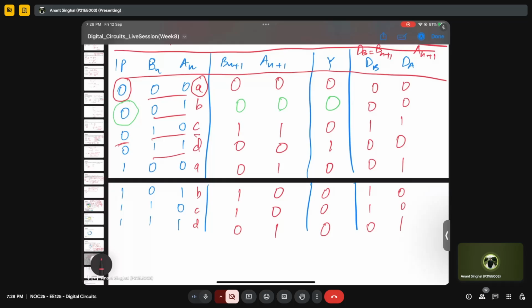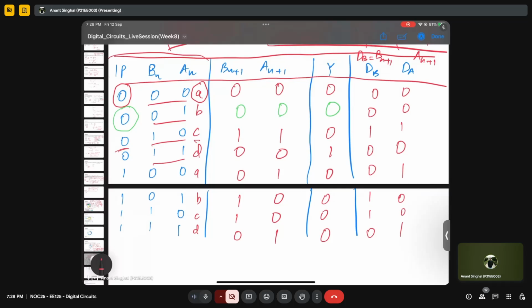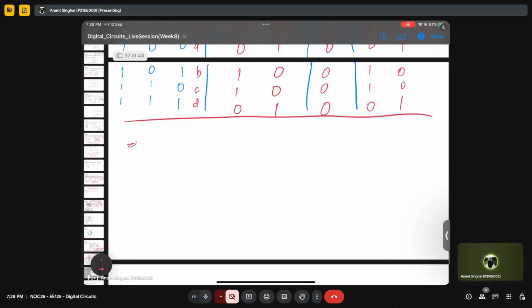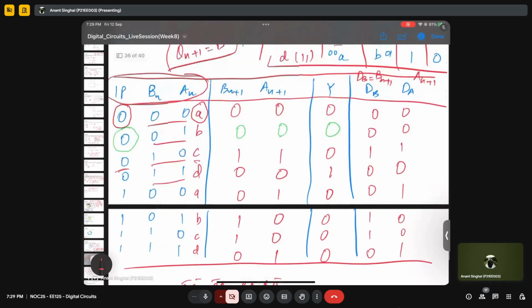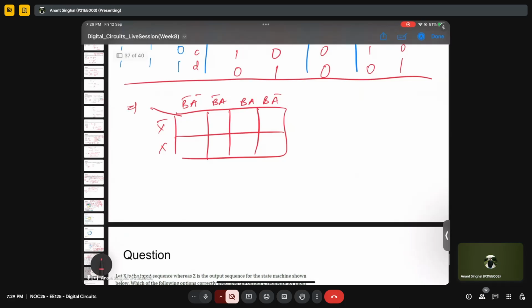So yeah, we just now need to find DB and DA in terms of input and A and B. So we can do that by using K-map. So let me do that also. So this is X bar, X. Then we have B bar A bar, B bar A, B A, B A bar. So it's D. Let's find the DB first. So it's 0, 0, 1, 0, 0, 1, 1, 0.